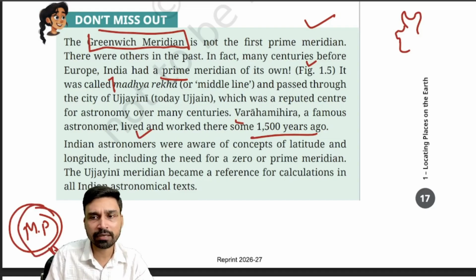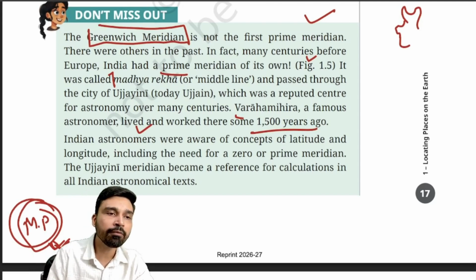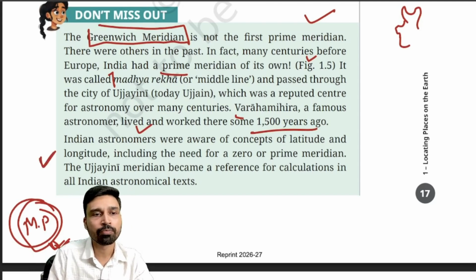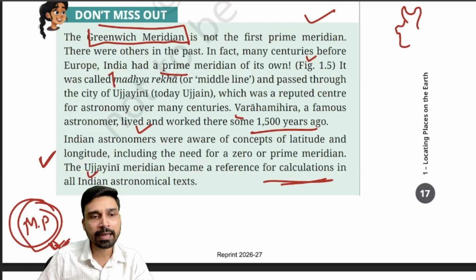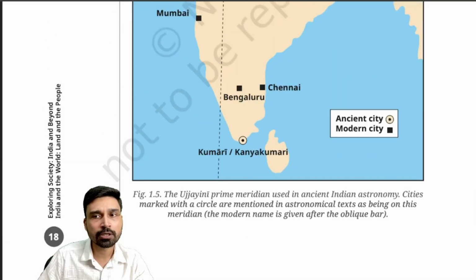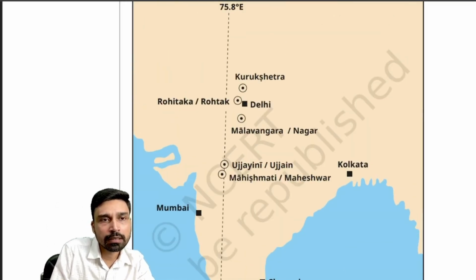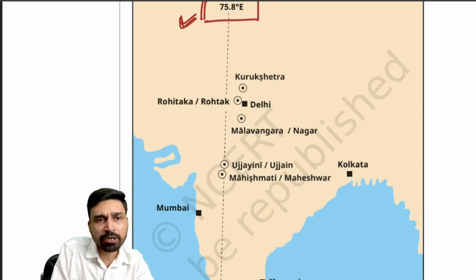So what we can understand from here is that the concept of latitudes and longitudes is not a new development. Indian astronomers had awareness about this concept many years ago, and they did not need any zero or prime meridian passing through London. The Ujjaini meridian itself became the reference for calculation in all Indian astronomical texts. Let us look at where this meridian used to pass in the past. If you take a look at the map of India, this is the older meridian. If you measure based on the current Greenwich meridian, it is about 75.8 degree to the east, and you can see it is directly located on the city of Ujjaini or Ujjain.